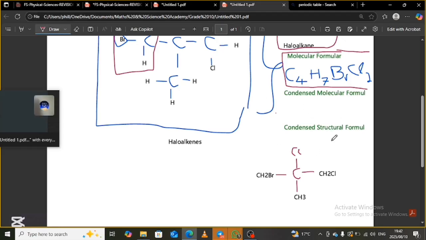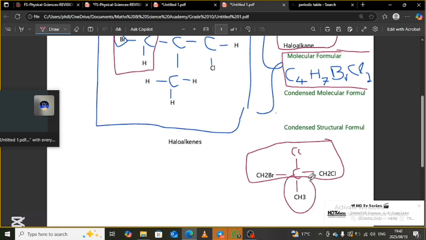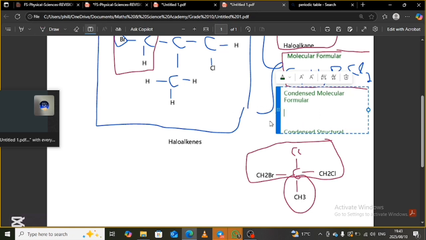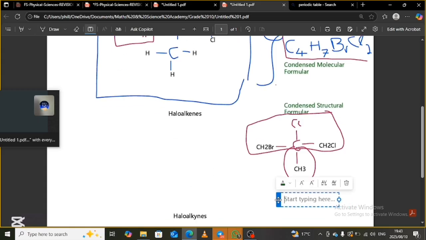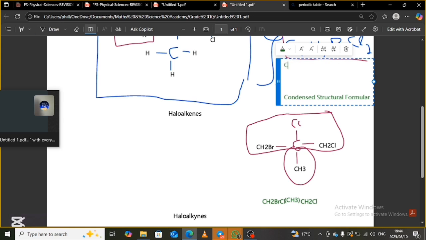Now we are going to look at the condensed molecular formula for this structure. First things first, we have to look at the branch. The branch part is CH3. Every time you write the molecular formula, we write the branch inside the brackets as CH3 in this case, and the left hand side as CH3Br. And don't forget the top part, which is Cl. So the right hand side in this case will be CH2Cl. Hence, this is our condensed molecular formula.